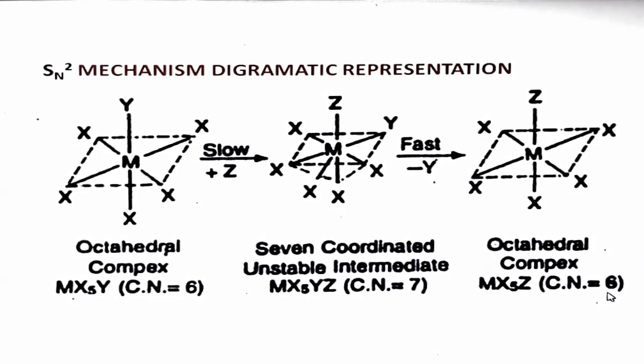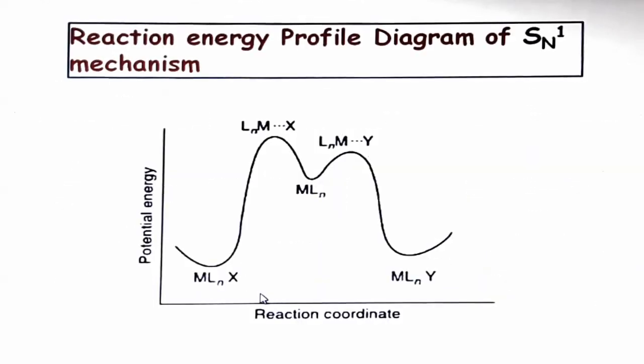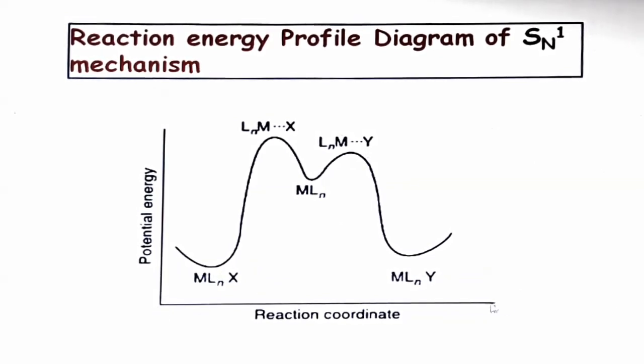Finally we get a new octahedral complex here with coordination number 6. This is the energy profile diagram of the SN1 mechanism. In this energy profile diagram, on the x-axis we have taken the reaction coordinate and on the y-axis the potential energy. So this reaction coordinate shows the reaction process.